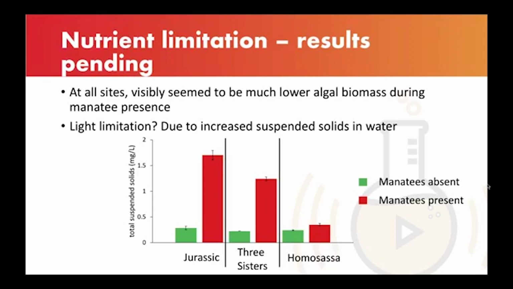And so what we can see is that we have a lot more total suspended solids at all of our manatee sites when the manatees were present than when they were absent. And so what we think was happening is that we were getting light limitation. And so the algae, regardless of how many nutrients were in the water, they just couldn't photosynthesize due to inability of light to reach the bottom of these systems.